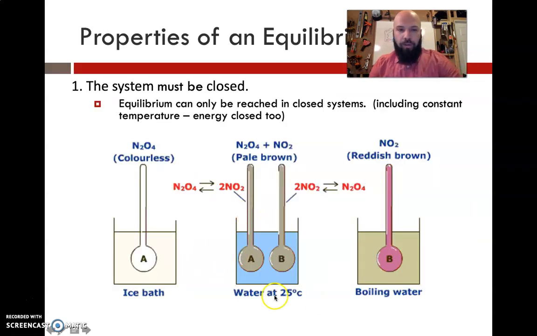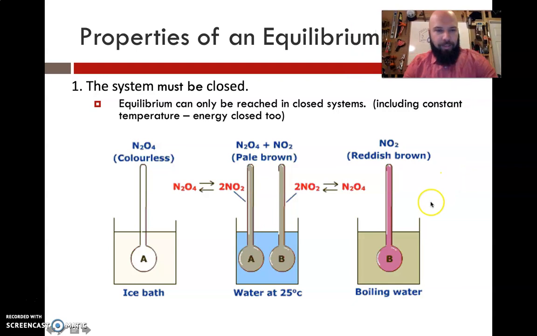Here you could do different things with temperature to force the reaction one way or the other, and we're going to talk in more detail about how temperature affects that system. But we're just going to quickly go over four of the properties of an equilibrium system. I've probably mentioned all of these before.